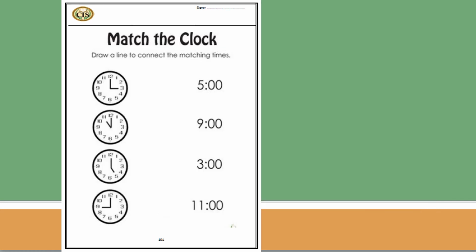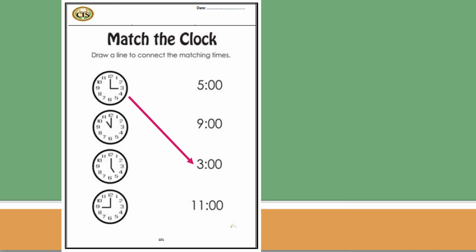Let's match the clock. Here in the first clock, the short hand points to 3 and the long hand points to 12. So it means what? I will match what here? It means 3:00. 3 for hours and 00 for minutes.